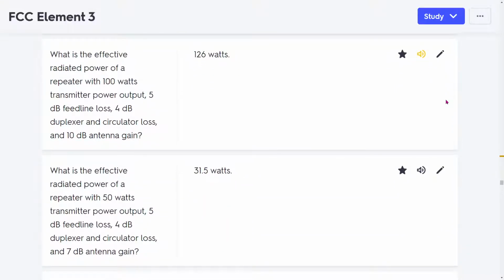What is the effective radiated power of a repeater with 100 watts transmitter power output, 5 decibels feed line loss, 4 decibels duplexer and circulator loss and 10 decibels antenna gain? 126 watts.